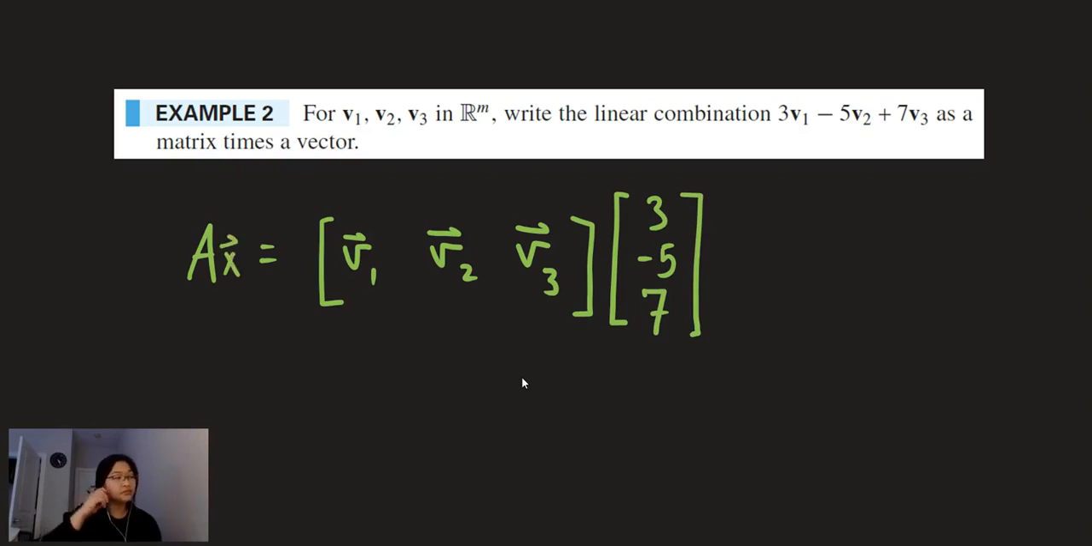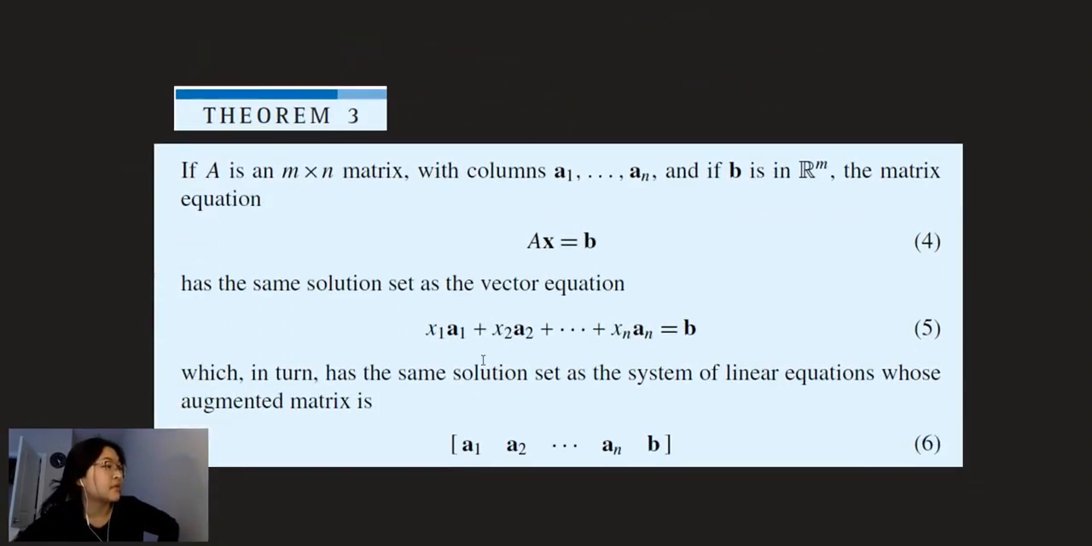So that gives us AX. Our matrix A is made up of our v vectors, and our column vector x is made up of the weights 3, negative 5, and 7. So we have vectors times weights, and that's one way we can write it, and here's another way we can write it. So here's a theorem.